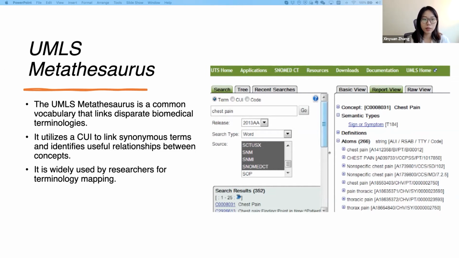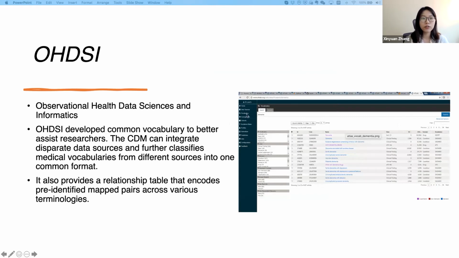And then a brief introduction of OHDSI. The full name is Observational Health Data Sciences and Informatics. OHDSI was developed as a common vocabulary to better assist researchers who use observational data for post-marketing drug safety surveillance. It also provides a relationship table that encodes predefined mapping pairs across various terminologies. We extract the mapping pairs from the OHDSI OMOP CDM using both direct and indirect mapping methods, and we can talk about the methodology in a later section.